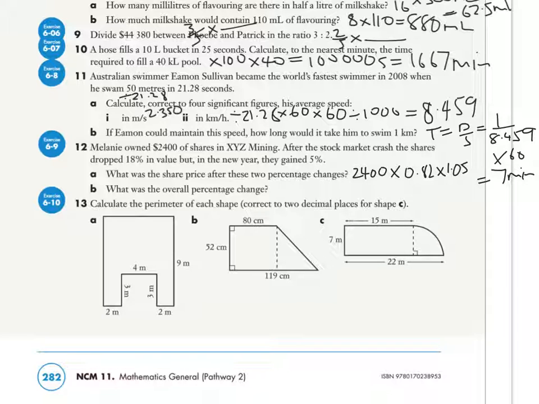What overall percentage change? Now you can use that number, but I think it's easier just to start off again with 100% times by 0.82 because you lost, times by 1.05 because you gained, and you get 86.1%. Now you started with 100%, 86.1, therefore you've decreased by 13.9%.